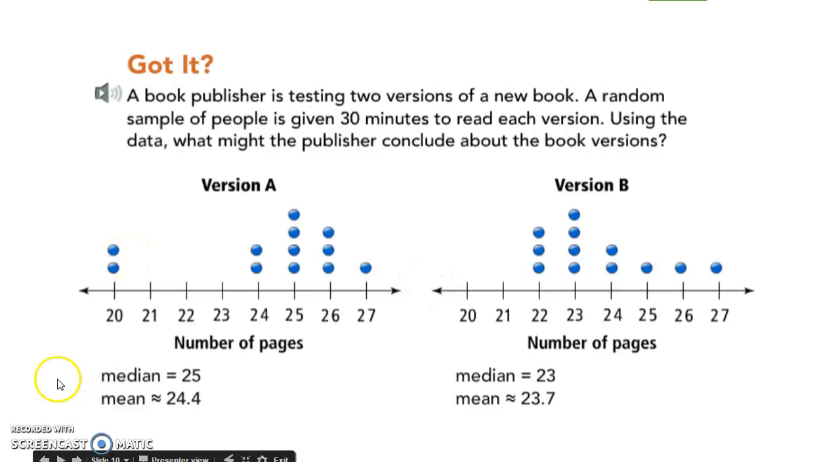Looking at the medians, I see that version A of this book took 30 minutes to read 25 pages. Version B of this book took 30 minutes to read 23 pages. So my conclusion is that, since I was able to read 2 more pages of version A, this book is probably a little bit easier to read. I only read 23 pages of version B, so this book probably takes a little bit longer per page to read since I didn't read as many pages.